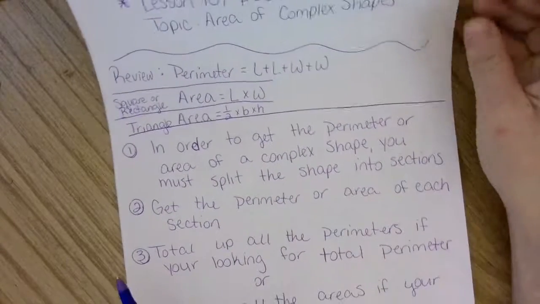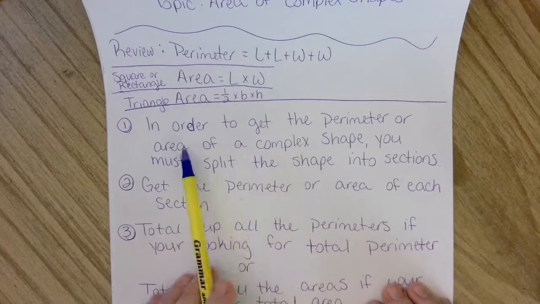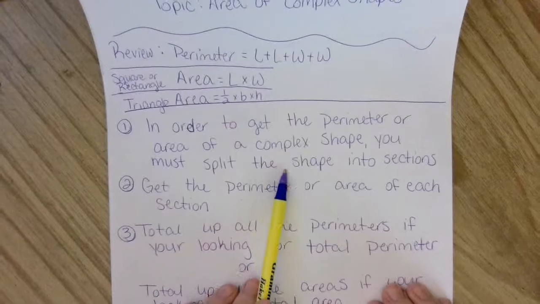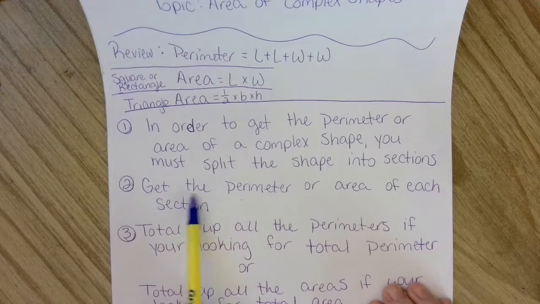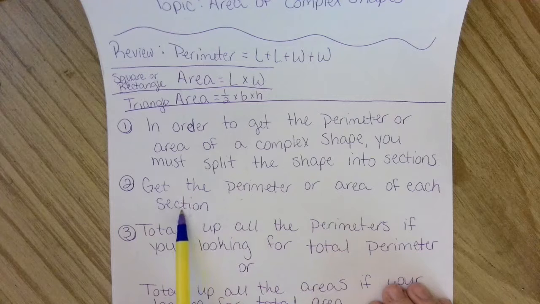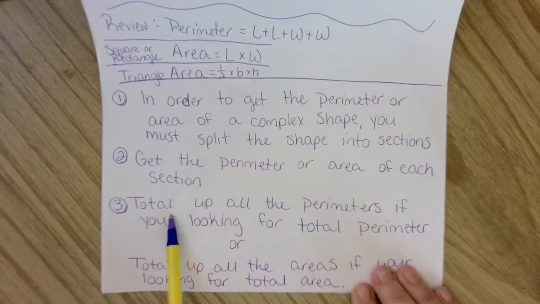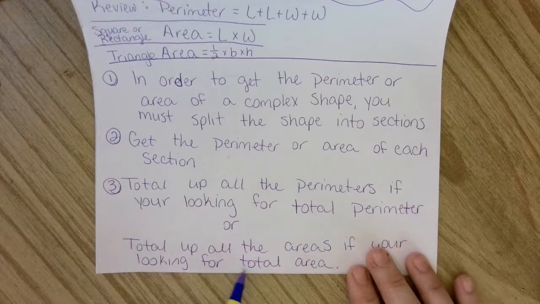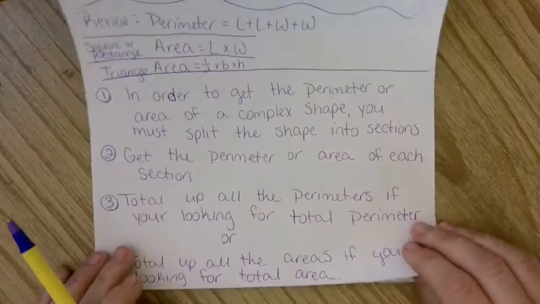Now there's three main steps to do this. In order to get the perimeter or the area, depending on what you're looking for, you have to split up the shape into sections. I'll show you what I mean by that here in just a second. Then you're going to get the perimeter or the area of each of those smaller sections. And then you're going to add up all the perimeters or all the areas, depending on what the question's asking. So let's actually put this to use, and I will show you what I mean by that.